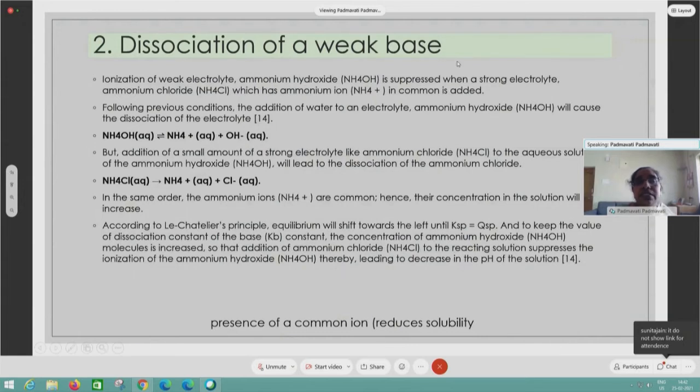So I'll just go back to this slide. Weak base, ammonium hydroxide, it is dissociated into ammonium plus ion and then OH. Ammonium chloride is added. When you add an amount of ammonium chloride, then the equilibrium will shift back and you have the formation of ammonium hydroxide. So ammonium hydroxide, when dissociated, gives you a pH of 11 point something, which is in the basic region, and it decreases when you add ammonium.